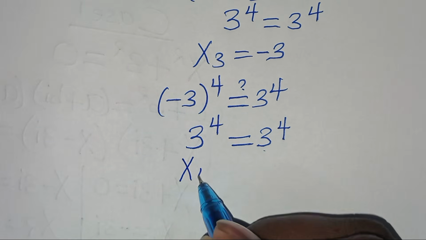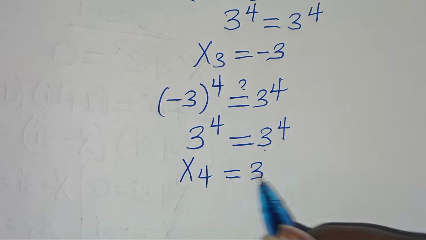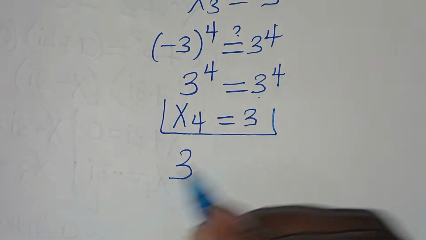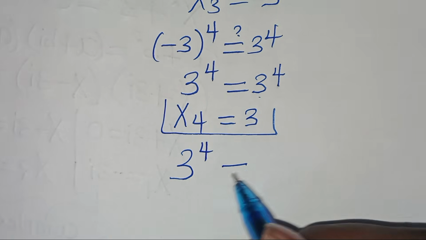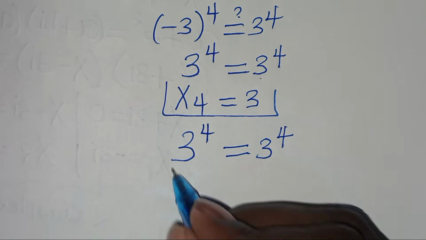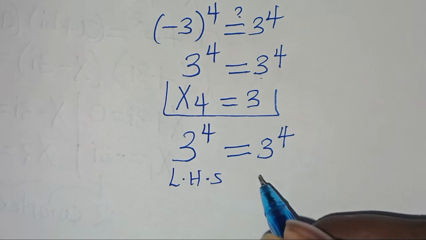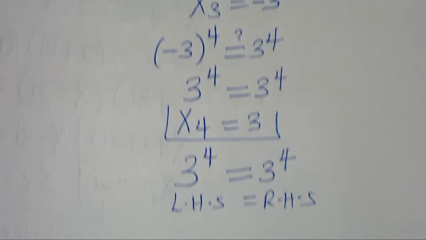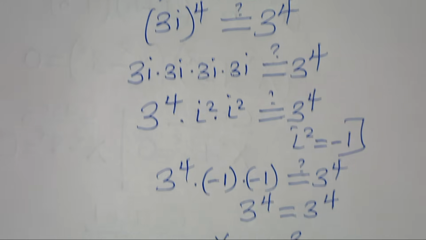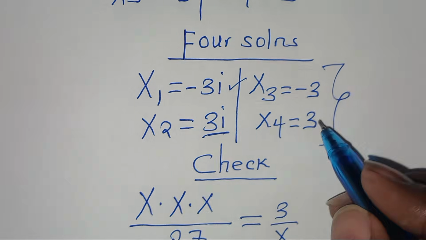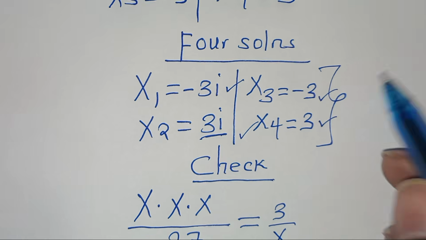So lastly, let's check x4, which is equal to 3. So this is to mean we have 3 raised to the power of 4. This is equal to 3 raised to the power of 4. So we have the left-hand side equal to the right-hand side. And this affirms that the 4 solutions here satisfy the equation.